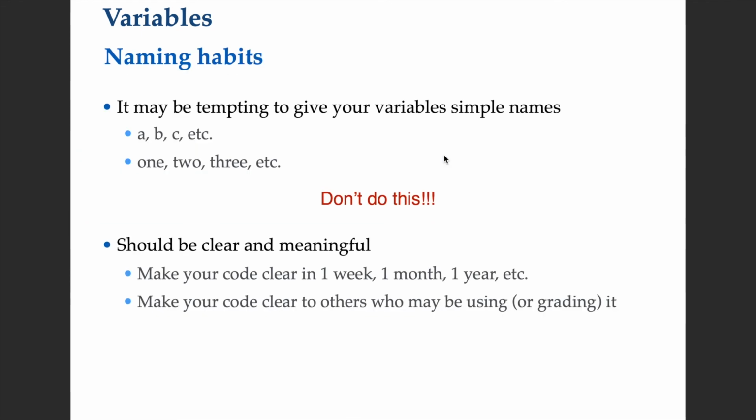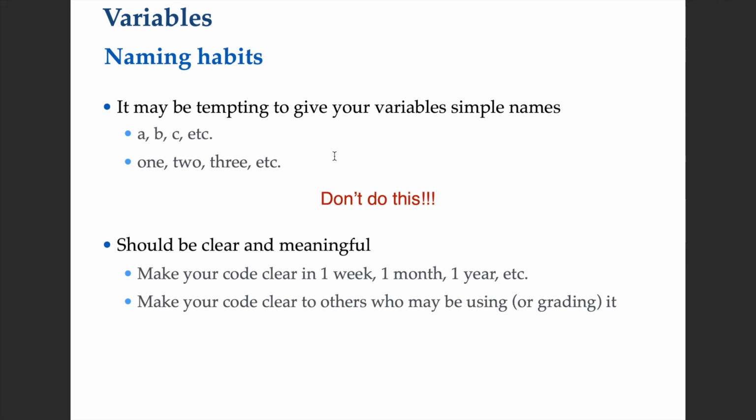So, naming habits for your variables. Sometimes it might be tempting to give your variables simple names, like maybe you call your first variable A and your second variable B and your third C and so on. Or maybe call them 1, 2, and 3. So don't do this. This is very bad programming practice. And again, the reason is reproducibility, right? If someone else looks at your code, A doesn't mean anything to that person. And it doesn't mean anything to you in 10 years when you look back at this code. It's going to be very hard to figure out what's what.